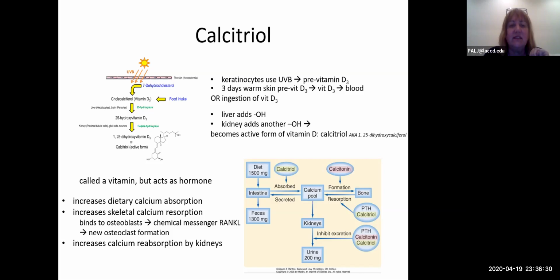And the third thing it does is it causes the calcium, whatever calcium might be in your kidneys, it's not going to end up in your urine. It's going to be sent back into your bloodstream. So that's vitamin D, the active form of vitamin D, calcitriol.